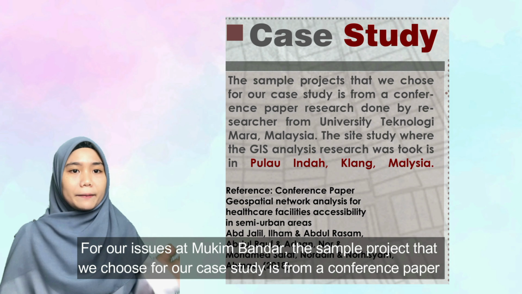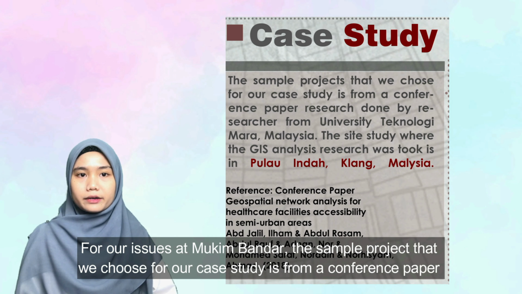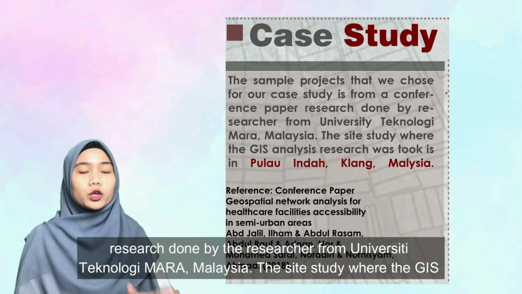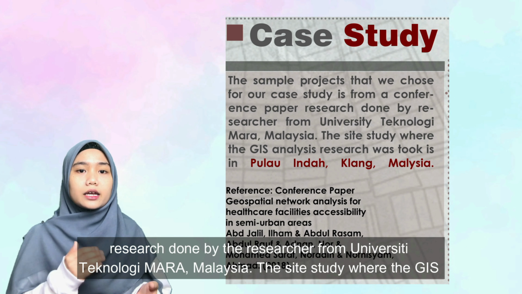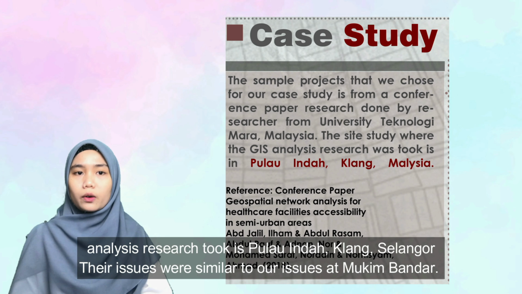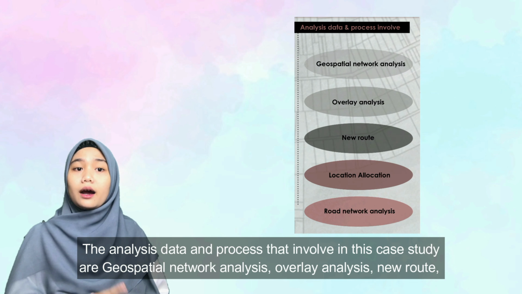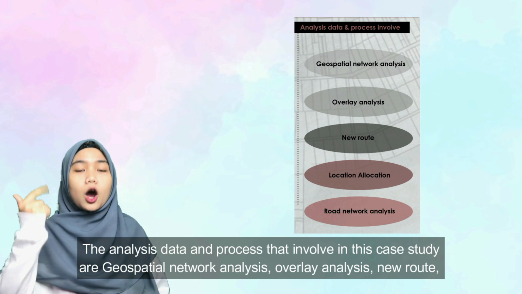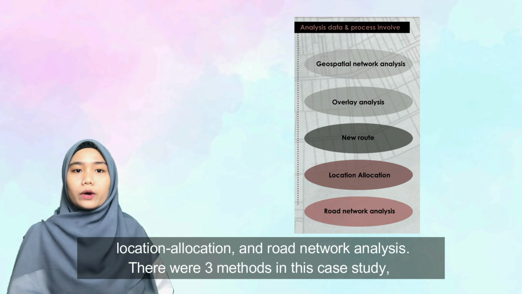For our issues at Mukim Bandar, the sample project that we chose for our case study is from a conference paper research done by the researcher from University Technology Mara, Malaysia. The site study where the GIS analysis research took place is Pulau Indah, Kelang, Selangor. Their issue was similar to our issues at Mukim Bandar. The analysis data and process involved in this case study are geospatial network analysis, overlay analysis, new road, location allocation, and road network analysis.